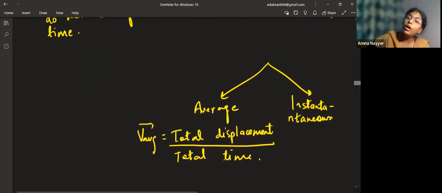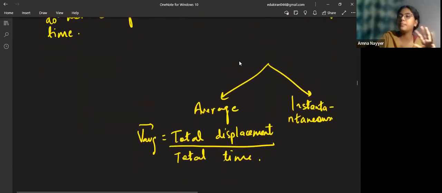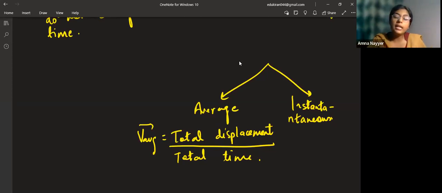Now, non-uniform is also of two types. Non-uniform speed was also of two types, average and instantaneous. Here also you have average and instantaneous. Now, how did we calculate average speed? Total distance by total time. Now you will calculate average velocity as total displacement by total time. In average speed, you used to calculate total distance by total time. In average velocity, you will have total displacement by total time. This is just the difference. And instantaneous calculation is exactly this.